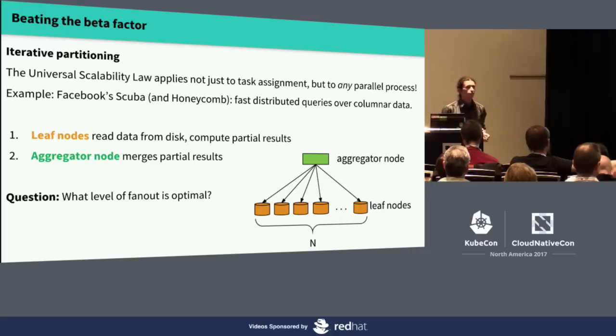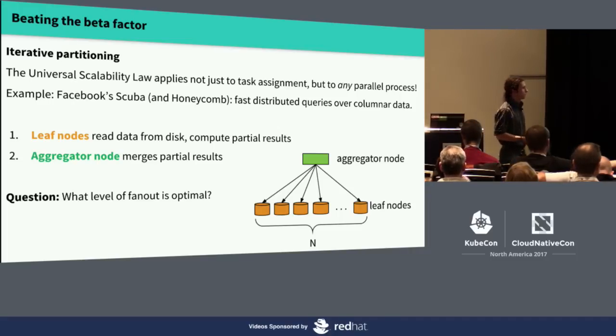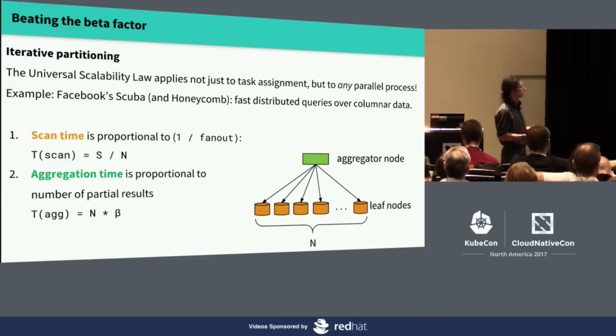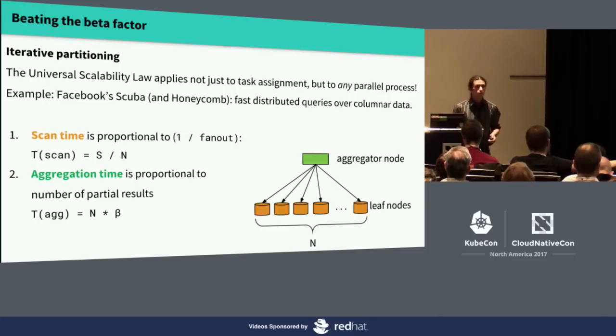And so we can choose the level of fan-out here. Again, we can distribute the data across lots and lots of servers. And our question is, what level of fan-out is optimal? The reason that's a worthwhile question to ask is because there are two parts to the time it actually takes to serve a query with this distributed query system.